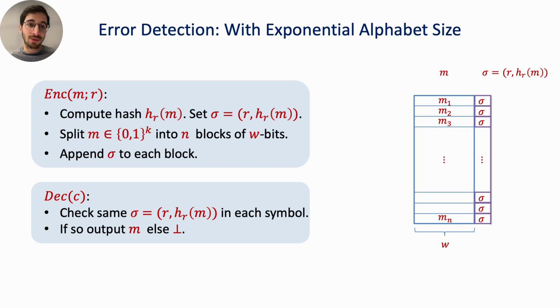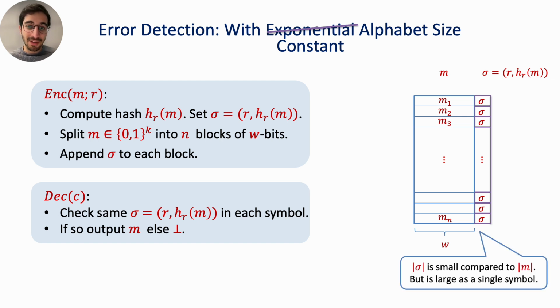Now, let's see how to extend this to a smaller alphabet. As we said before, we want a constant alphabet. The first observation is that we can't append sigma as is to each block, because then the size of each symbol is too large, and we want to go to constant size. So instead of having the part for sigma be seen as a repetition code, we can just use another, better code.